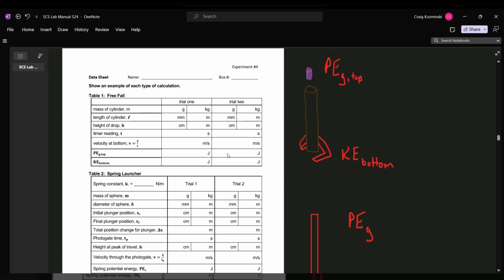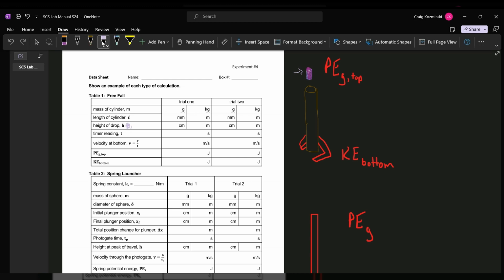In part 1, when we are looking at our object in free fall, here we have a purple colored cylinder, and we're going to take some measurements. We're going to measure the height of the cylinder at the beginning. This height is going to be our h, our height of the drop, as highlighted here in our data table.